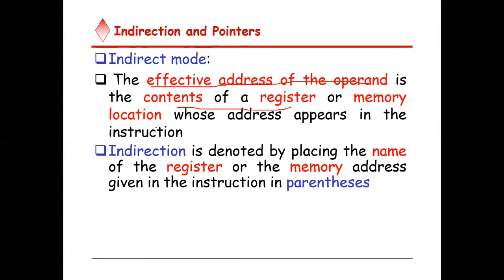If a location is holding an address of something, we have already studied that it is called a pointer. So how can we represent it? Like this: it is represented inside parentheses. This is a functional parenthesis, indicating that the content of R1 is an address. You go to that address, and there you can find the operand you need.